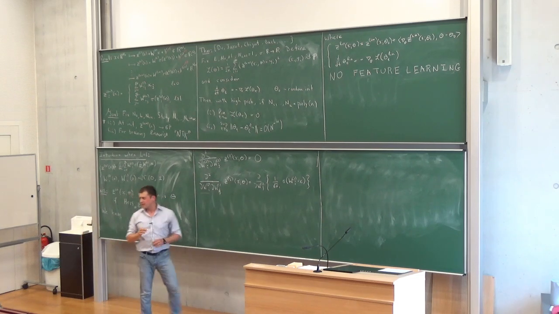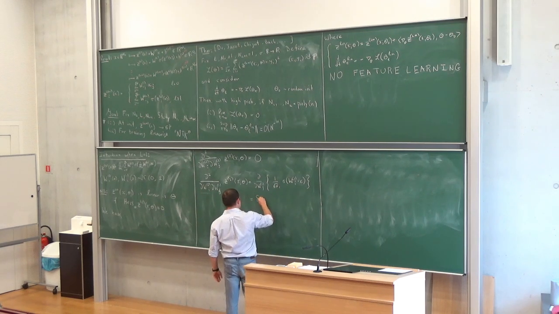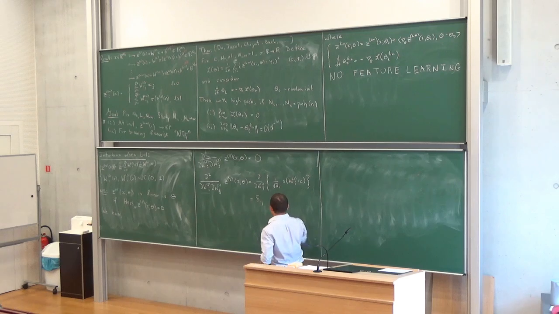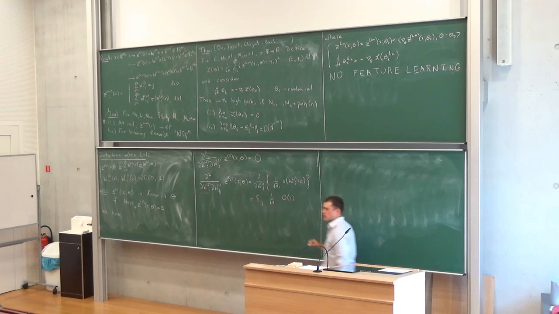Okay, you can't fool Yvonne either. No, unless i equals j. No, I disagree. You get a delta ij. They could be the same. No, but that's important. The Hessian is not identically 0. You have a delta ij, and then you have a 1 over root n, and then you have something that's order 1, some kind of thing.